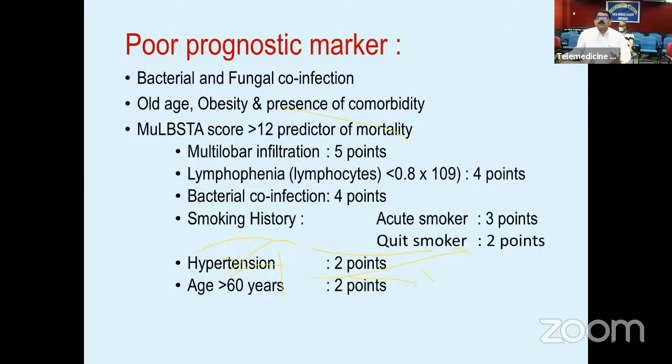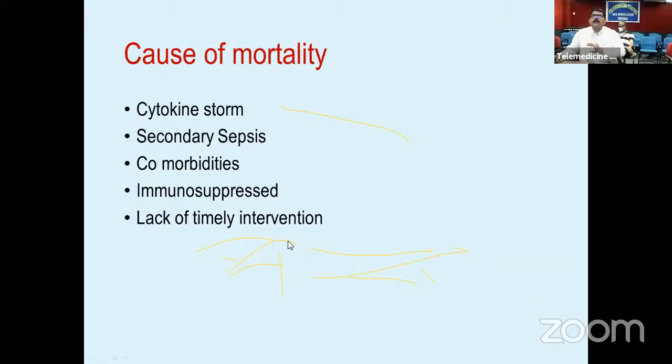Poor prognostic markers are bacterial and fungal co-infection, the elderly, the obese, risk factors like smoking, lymphopenia, multilobar infiltrations, and hypertension in the elderly patient. And usually the mortality is because of cytokine storm, secondary sepsis, comorbidity, immunosuppression, and lack of timely intervention.